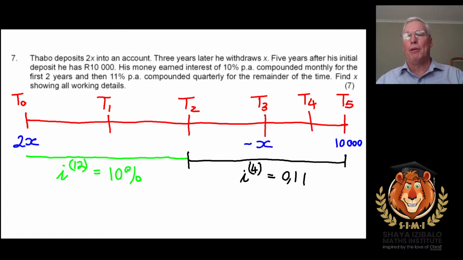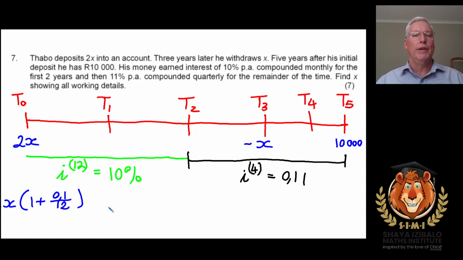So I'm not going to finish the whole question, but I'll show you what you can do. Let's take 2x, and what 2x will become after the 5 years: it will become 1 plus my interest rate of 10% over 12. I'm going up to 2 years. Now 2 years is 24 months. And then I'm still dealing with this money, this 2x.